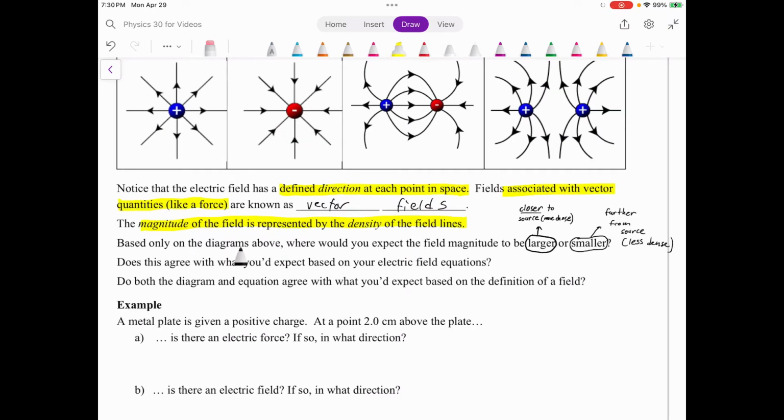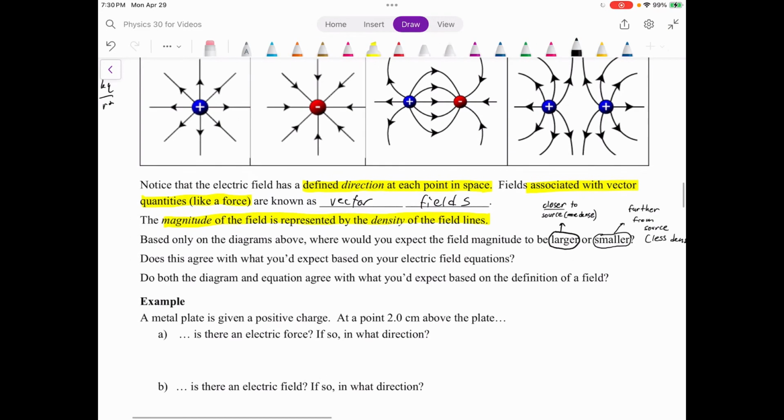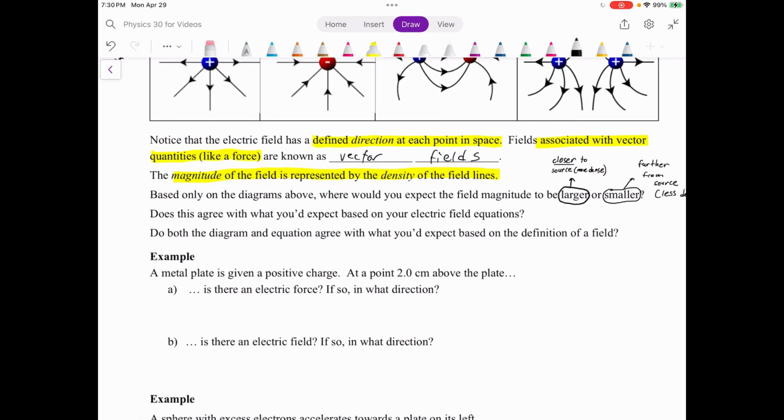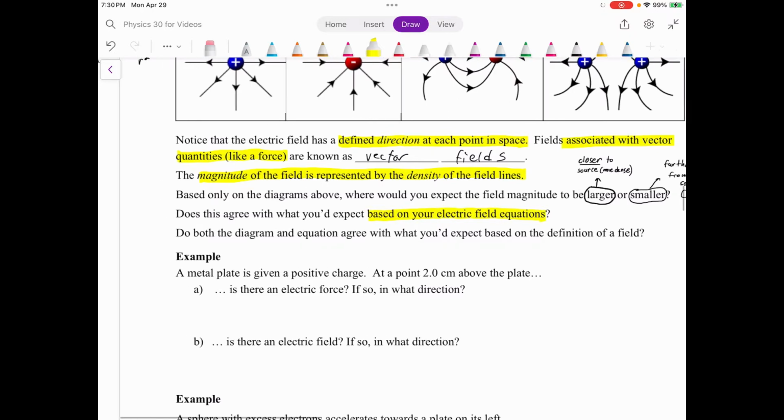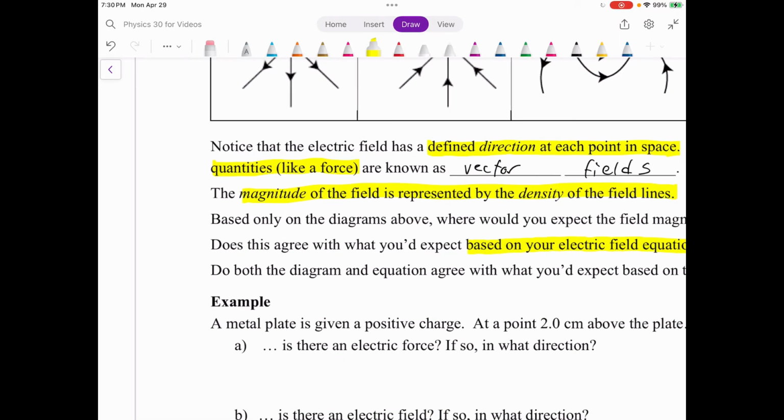Okay, so based purely on the diagrams, and what we know about the density of the field lines being used to visually represent it, we can see that the field lines are always denser closer to the source charges, right? Now, it asks us, does this agree with what you'd expect based on your electric field equations? Well, what are our electric field equations? The main one for calculating what the electric field will be like around a given source charge is this, right?